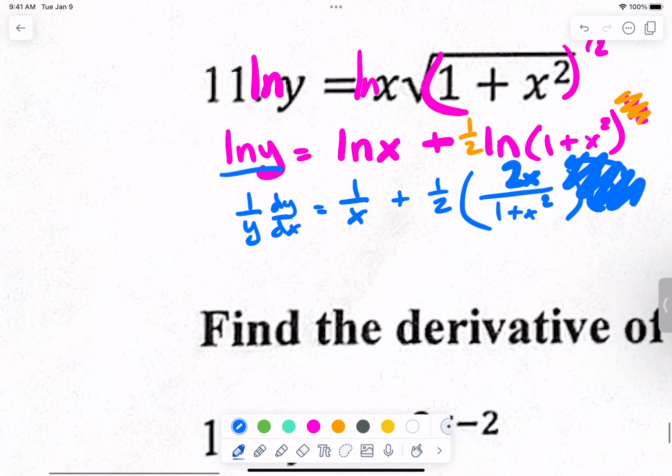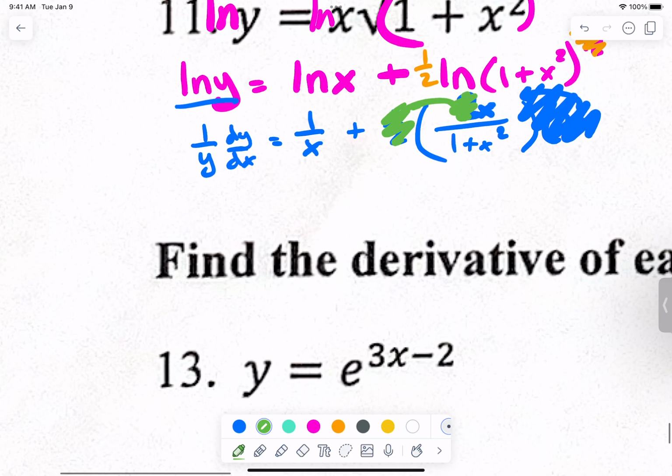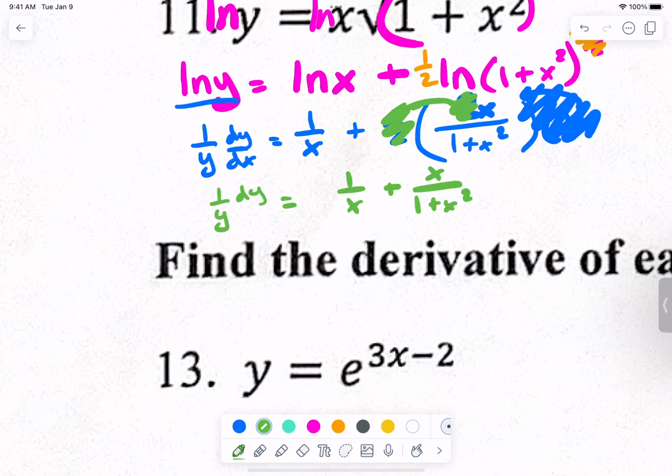Okay, now can you take 1/2 times 2? Can these two go together and cancel? Yeah, you betcha, they can. So I've got 1 over y dy dx equals 1 over x plus x over 1 plus x squared. And now I want just dy dx by himself.